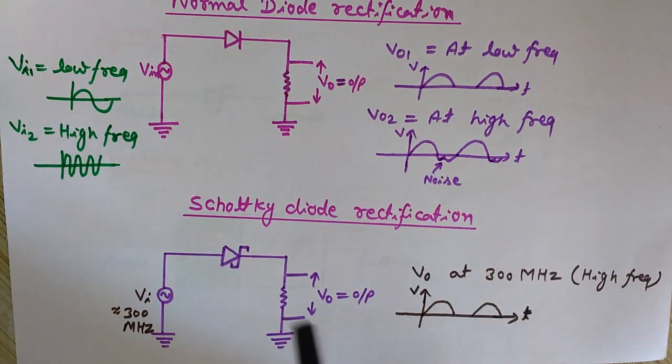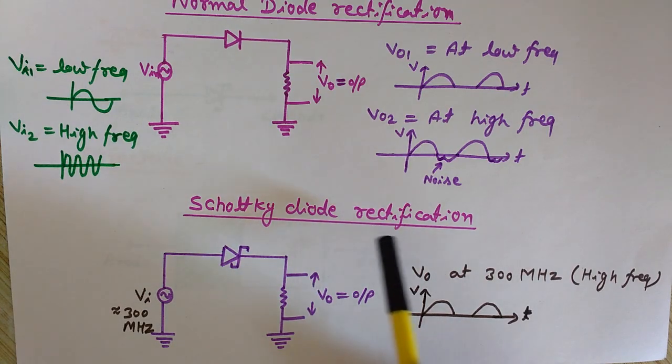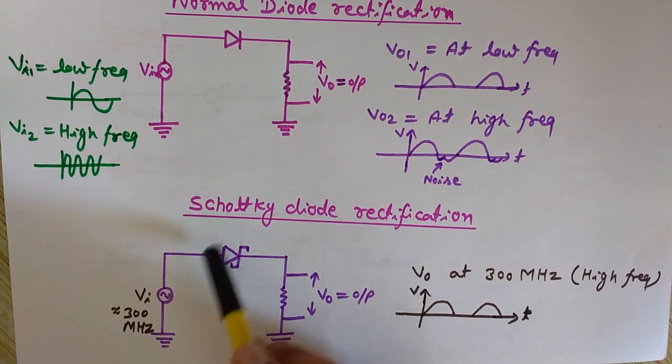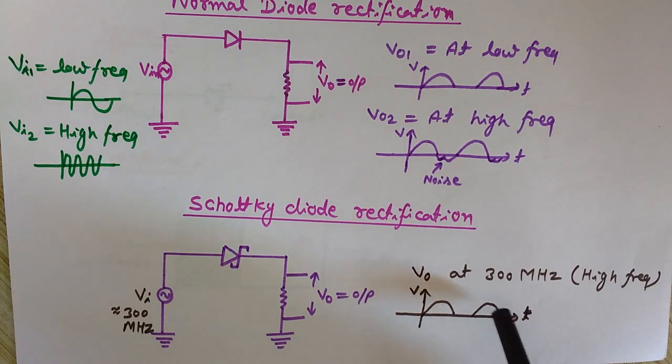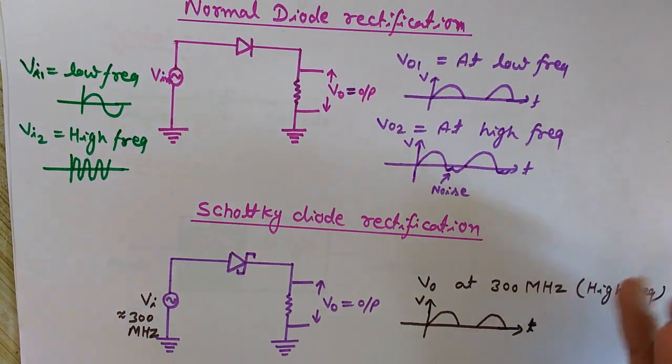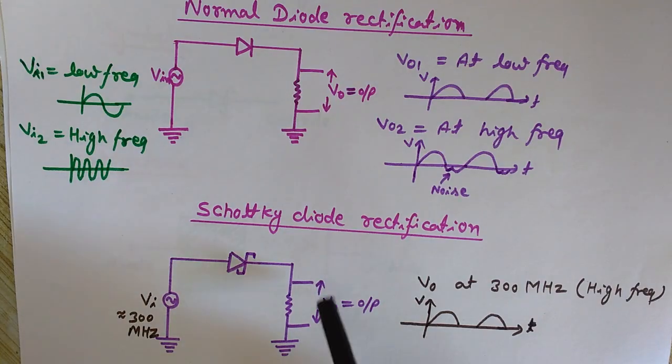But before this, let's see this diagram, which is rectification using a Schottky diode. At high frequencies, we are using up to 300 megahertz, which is very high, and this is the Schottky diode's symbol, and we are getting a very clear rectified output. It has converted this high frequency AC signal into a DC signal, clearly clipping off the negative part. So it's time to understand how it is able to allow rectification of high frequency signals.